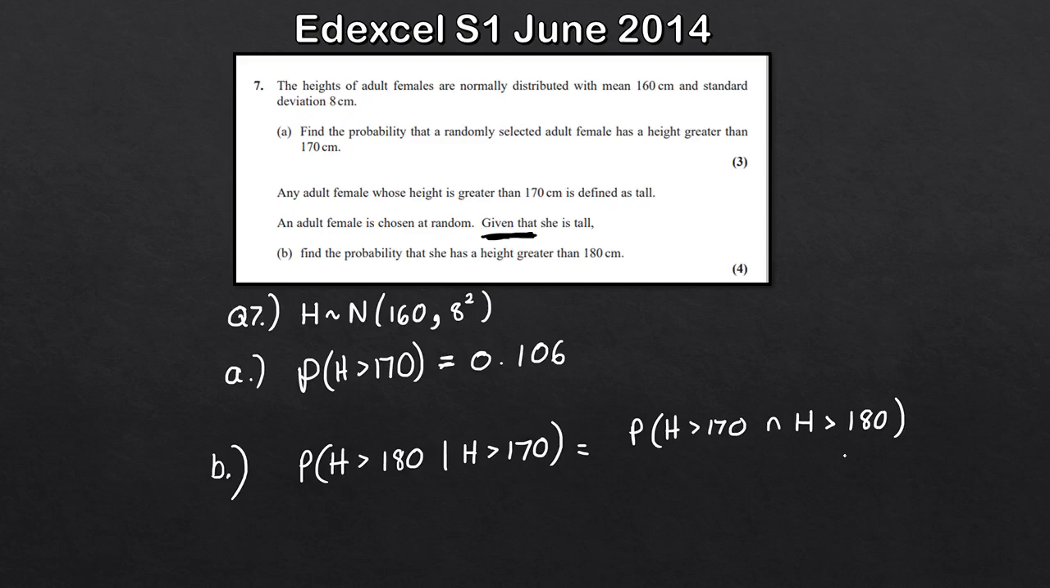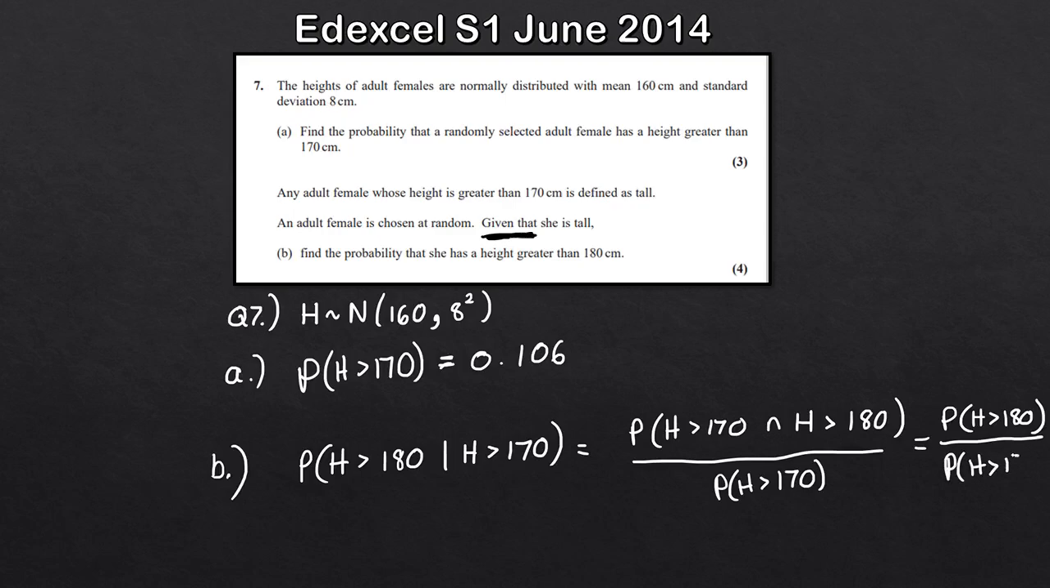Now, if H is greater than 180, then this first part here will already be assumed. If it's greater than 180, then it must definitely be greater than 170 as well. So our numerator, we can actually just express as the probability that H is greater than 180. Okay? And for our denominator here, we just divide that by the given part, so that's the probability that H is greater than 170.